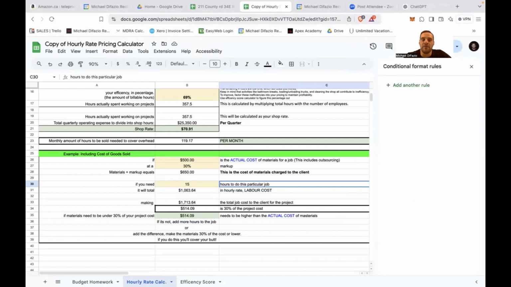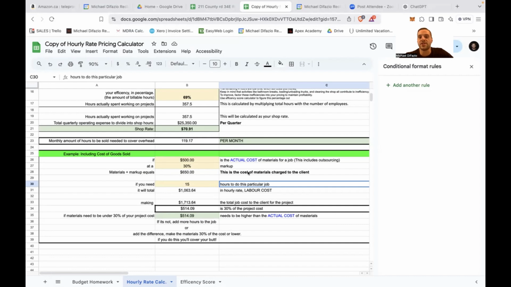So here is an example of how to actually use the hourly pricing calculator to price out a project, making sure that the materials are no more than 30%, which is what I always teach. Materials should never be more than 30% if you can help it. Sometimes it doesn't make sense, but we're going to aim for it. If $500 is the actual cost of materials to the project, this includes outsourcing. So if you're paying on outsourcing finishing, metal shop, powder coating, glass, installation, whatever it is, that has to be included in here. At 30% markup, which is what I always suggest, materials plus markup will equal $650.